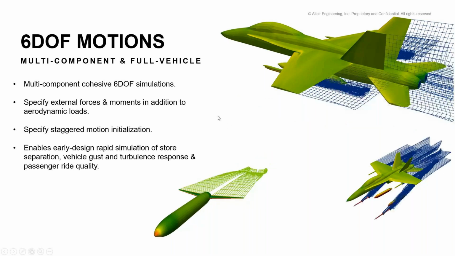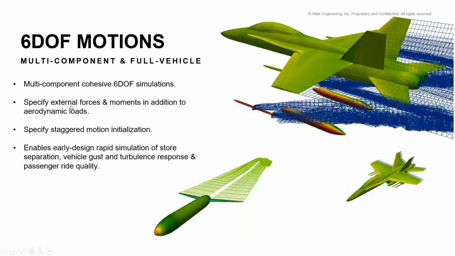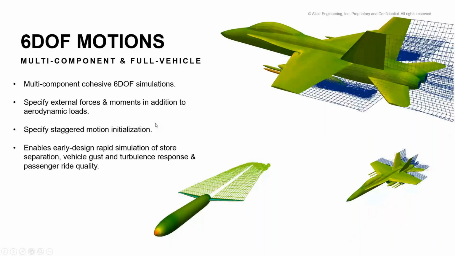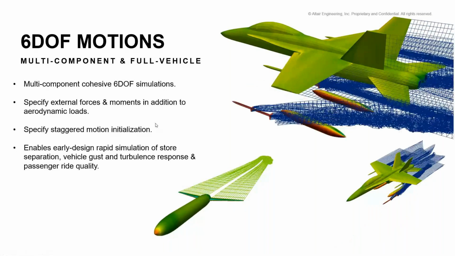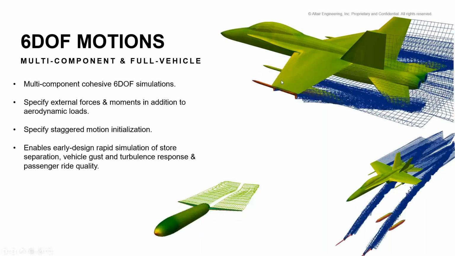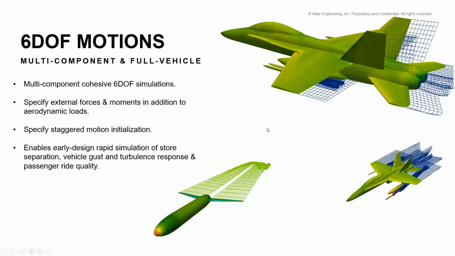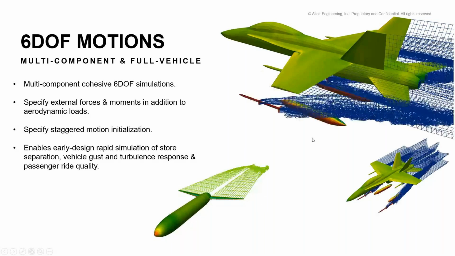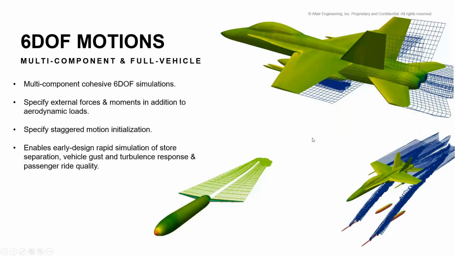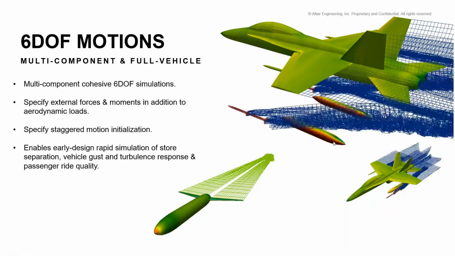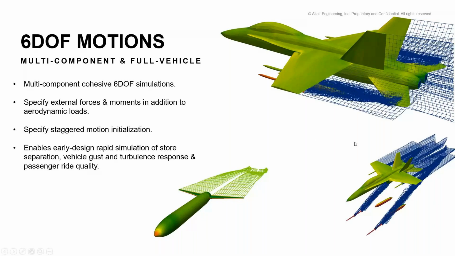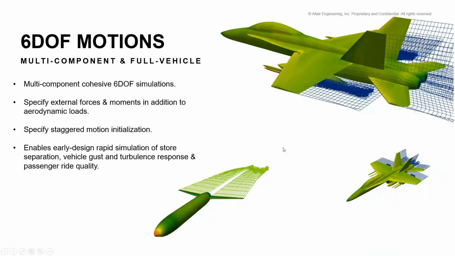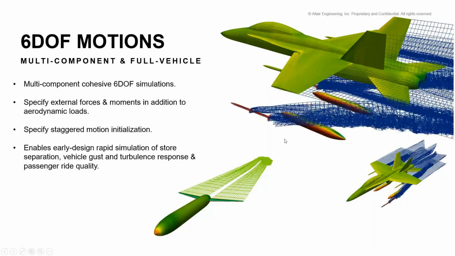So here we have to specify if you want to specify, for example, external forces like buoyancy forces, or if you want to add gravitational acceleration, those kind of moments you can add with the aerodynamic loads. You can specify the staggered motion initialization, right? And definitely those kind of things are there, where you can do vehicle gust, turbulence response, passenger ride quality kind of simulations. So those store separation, when we are talking about here, wobbly kind of motions. Those things we can capture with 6 degree of freedom motions capability.